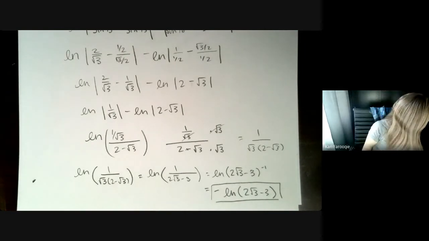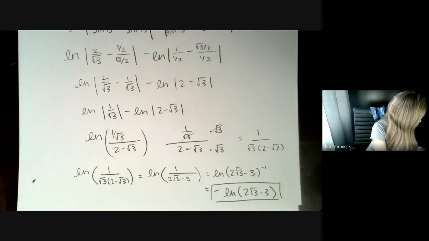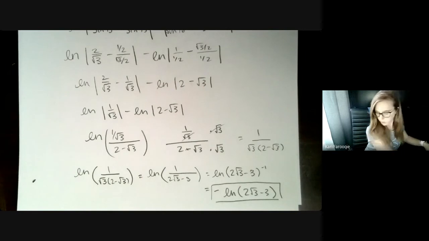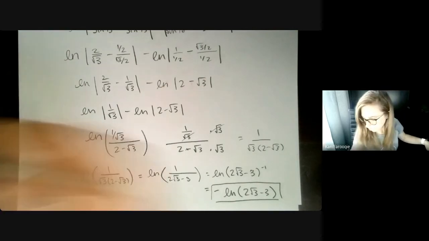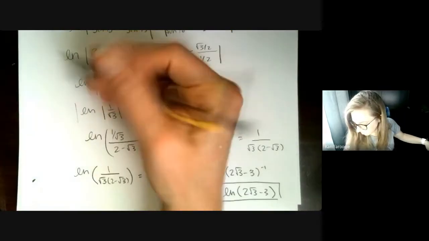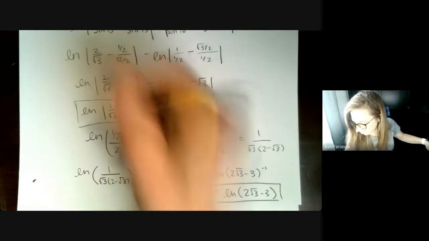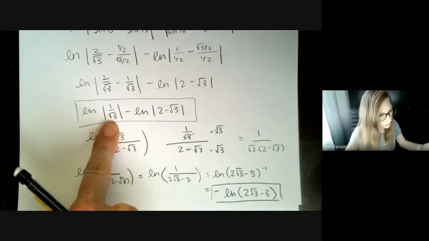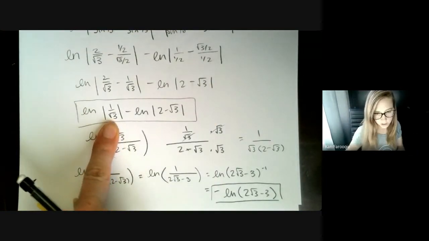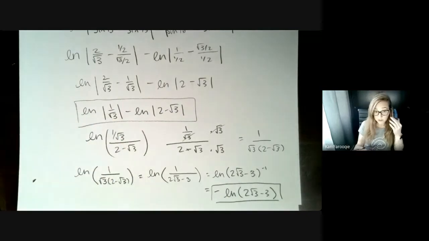Problem 6.5, number 21, no, number 19. It leaves it as natural log root 3 over 3 minus the natural log of 2 minus root 3. So the back of the book basically leaves it like this, except they rationalize the denominator and they drop the absolute value bars because, like I said, it is redundant. I'm not too concerned about it.